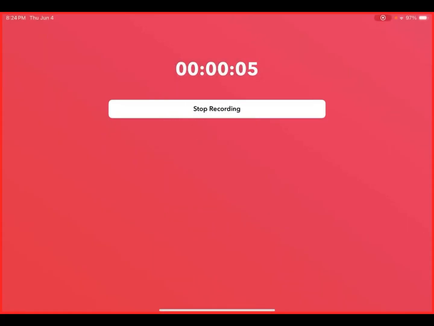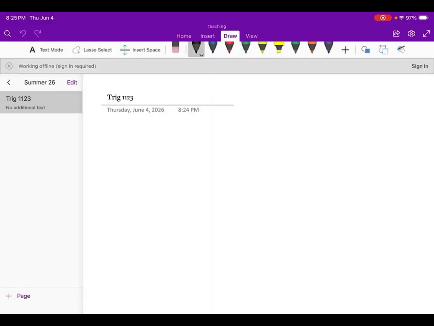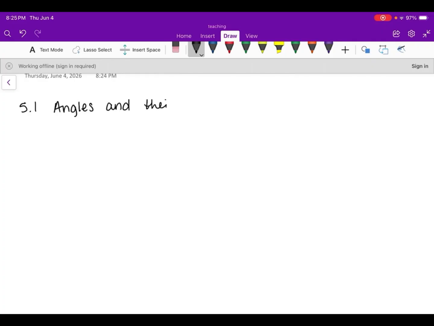I'm going to go ahead and go over to our OneNote document. So our first section that we're going to go over is 5.1. This is angles and their measure.